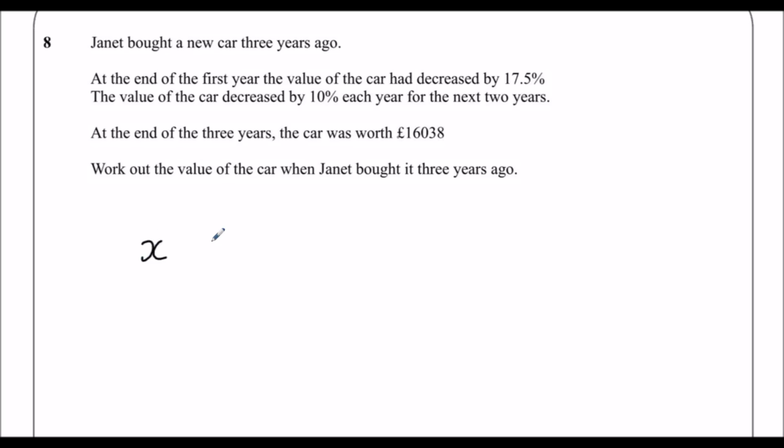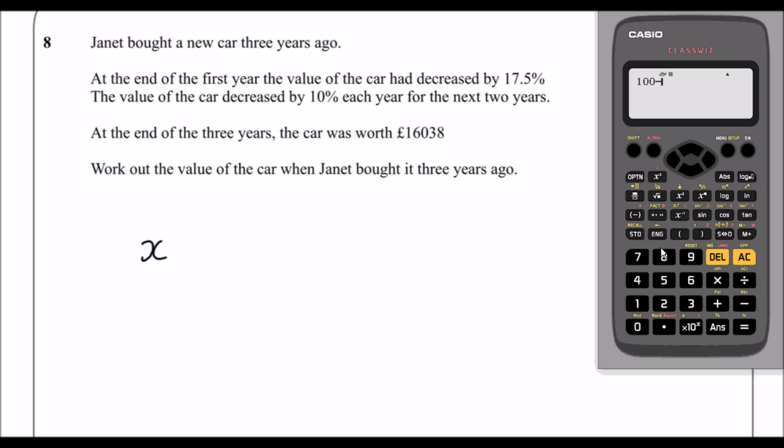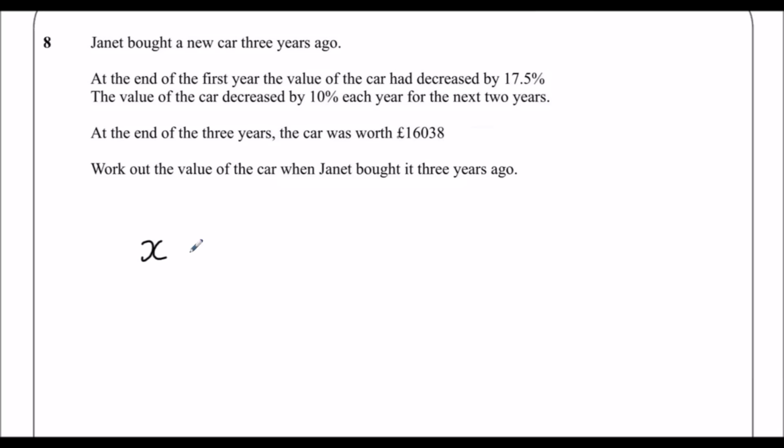So we had an original amount, and then we have to take off 17.5%. So to take off 17.5% in one calculation, 100 minus 17.5 is 82.5, and as a decimal, that's 0.825. So to take off 17.5%, we can multiply by 0.825.